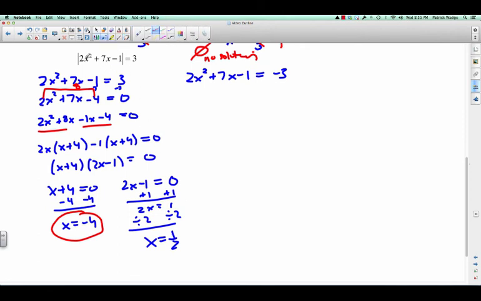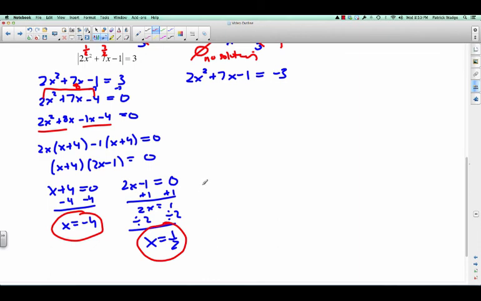Let's try 1/2, a little bit more difficult. Okay, 1/2 squared is a quarter. 2 times a quarter is 2 quarters, or a half. So this is a half. 7 times a half is 7 halves. And then take away 1. 1/2 plus 7/2 is 8 halves. And 8 halves is the same as 4. And 4 take away 1 is 3. And the absolute value of 3 is 3. It worked. Yay. Are we finished?